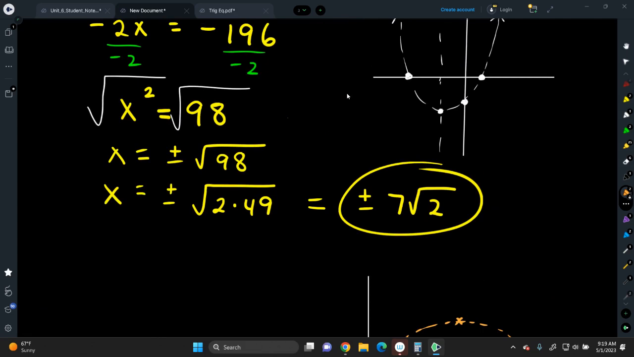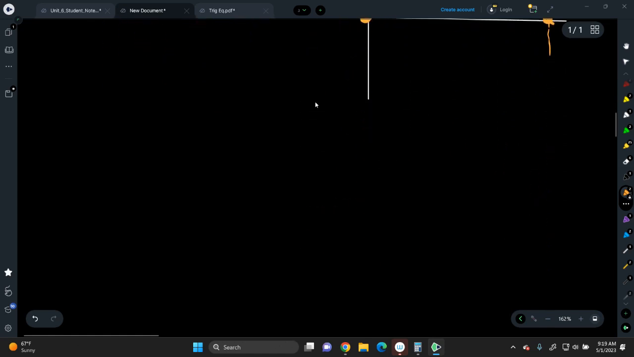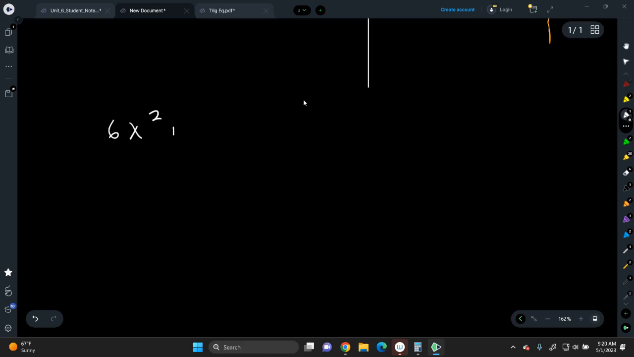I'm just trying to keep it a little more manageable for you, and I'm not going to ask you to graph it with the x-intercepts. I'm just asking you to solve it. But at least you know what solving it is doing. All right, 6x squared plus 10 equals 394. See if you can do that one yourself.